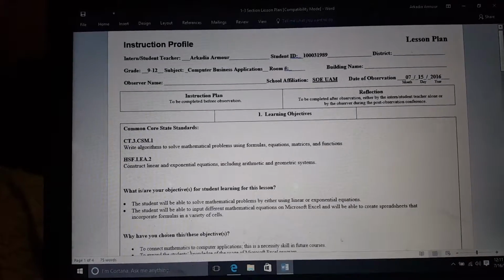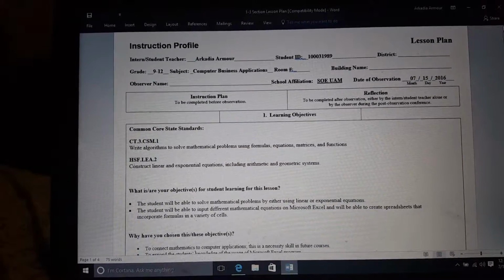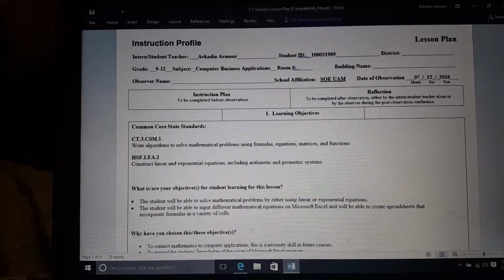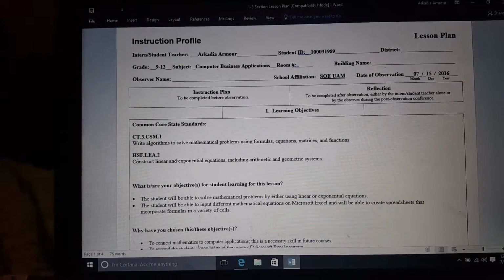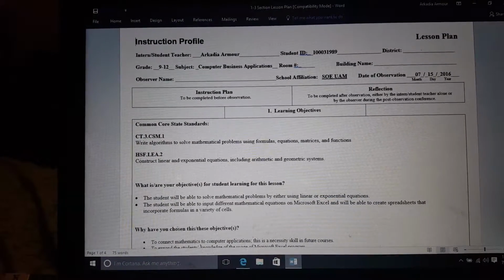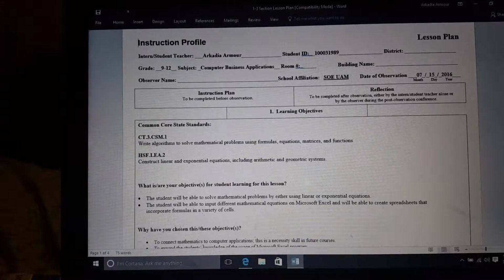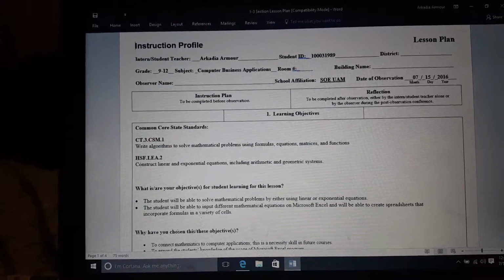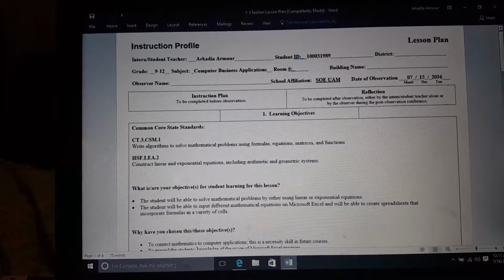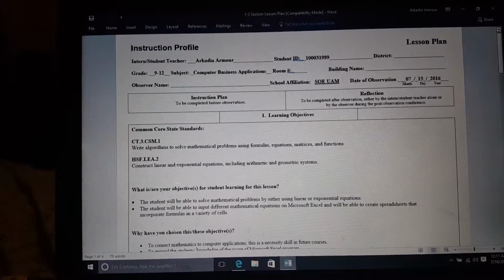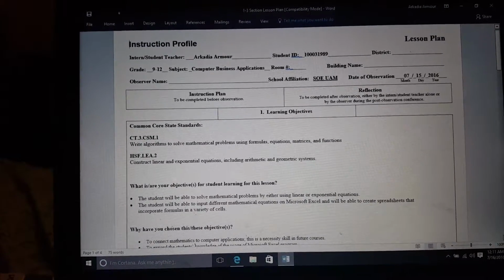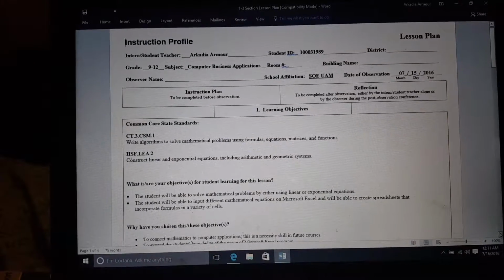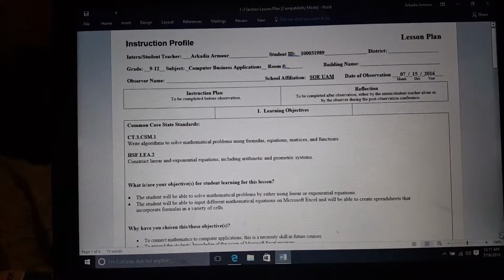My Common Core state standards that I'm going to use is CT.3.CSM.1, which says write algorithms to solve mathematical problems using formulas, equations, matrices, and functions. HSF.LEA.2, construct linear and exponential equations, including arithmetic and geometric systems.